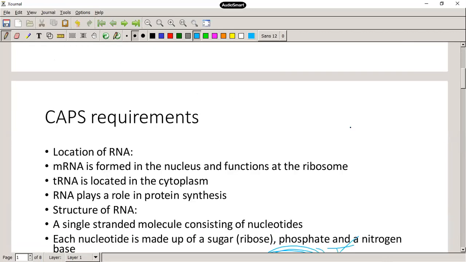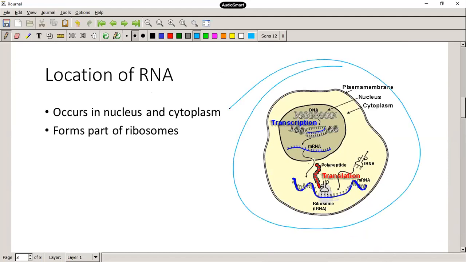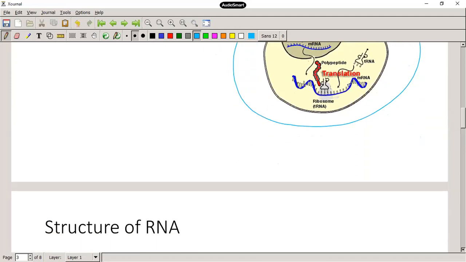Skip right to the last page there. Okay, so location of the RNA, guys: mRNA, nucleus, cytoplasm. tRNA, only cytoplasm. And then they're in close relationship with the ribosomes. This is typically a diagram of what protein synthesis would look like, but we'll get to that in lesson 6. Let's move on to the next page.